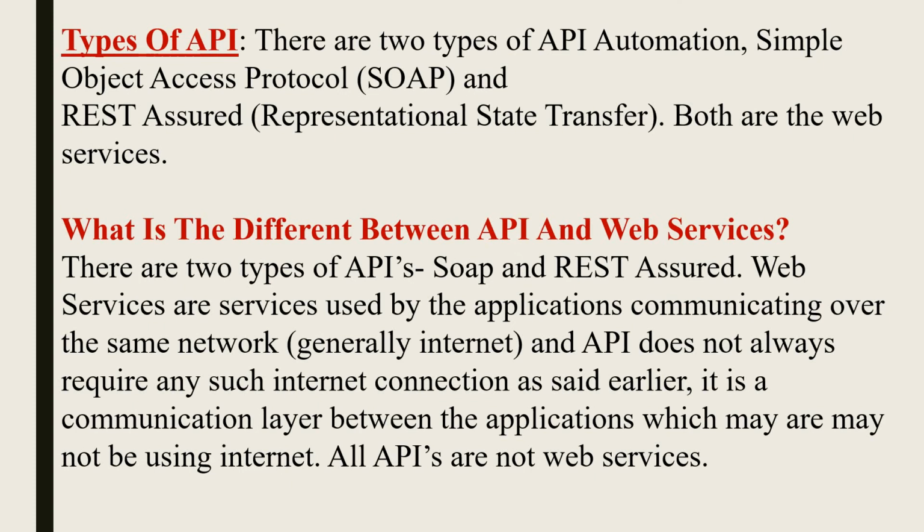So types of APIs, this is very important. The types of API we have are SOAP and REST. The full form of REST is Representational State Transfer. Both are web services. So what is the difference between API and web services? There are two types of APIs, SOAP and REST.